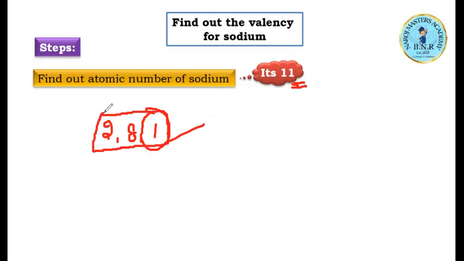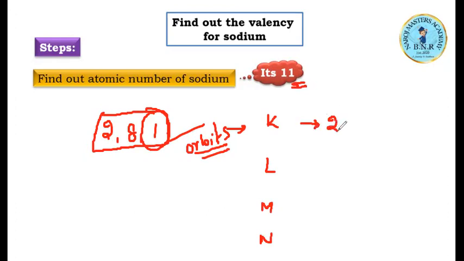Again confusion. There are some shells: K, L, M, N. We call them orbits. What do we call them? Orbits. Okay, very important point. The capacity of the K shell is 2. So before giving the values of these, you should know what shells and subshells are, not main shells. Subshells.